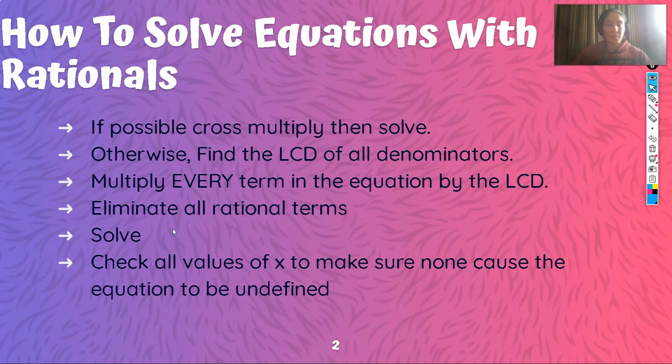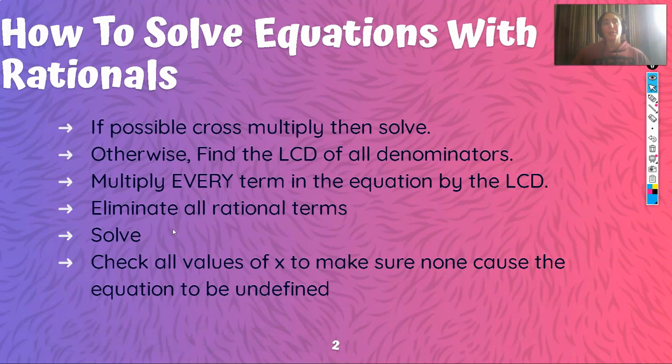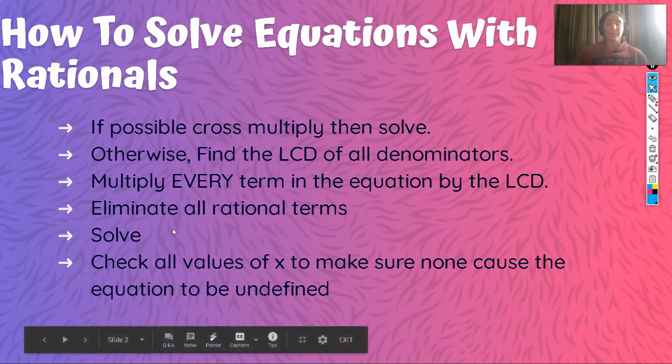But then the last thing we got to do, because in the very first intro video on rationals, I mentioned rationals have this characteristic that at some points they can be undefined. So we have to make sure that the solutions that we found for our variable are not going to make our equation undefined. So that's the last thing we got to check here.